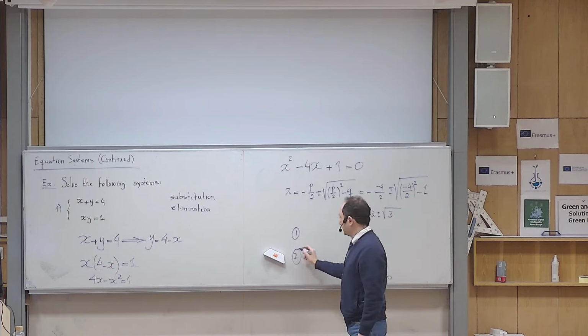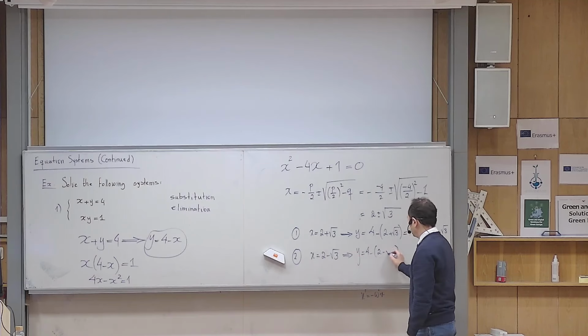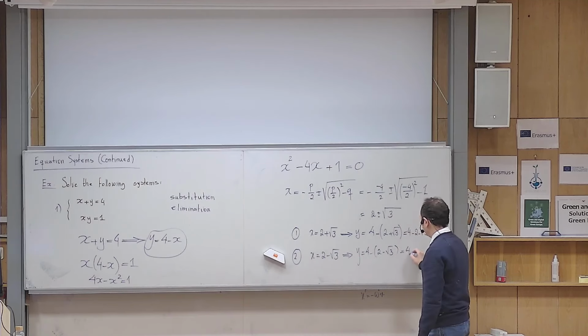But I want to mention something to you. If I put x equals this into that formula, this becomes 4 minus the whole expression. So then what happens? It becomes 4 minus 2 plus the square root of 3, because the minus sign also goes there. So it becomes 2 plus the square root of 3.